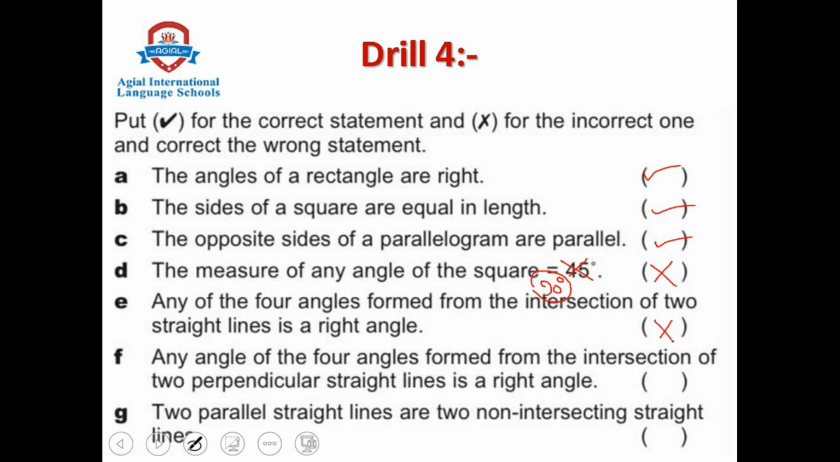Letter E, any of the four angles formed from the intersection of two straight lines is a right angle. No, this is false, because they should be perpendicular. So any of the four angles formed from the intersection of two perpendicular straight lines is a right angle. And letter F, any of the four angles formed from the intersection of two perpendicular straight lines is a right angle. Yes, this is true. Letter G, two parallel straight lines are two non-intersecting straight lines. Yes, they will never intersect.